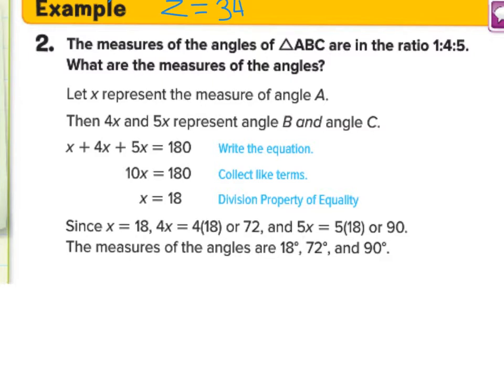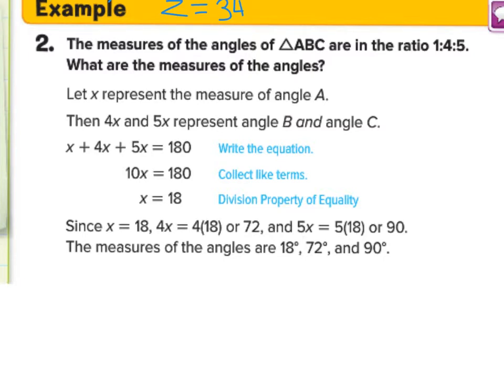We would just solve this algebraically, as we've done before. Let's collect our like terms. And how many x's do we have here? We have 4x's, 5x's, and another x. Together that is all 10x. Then we divide both sides by 10 so that we can get rid of the 10. So we would use the division property of equality. And we get x equals 18.